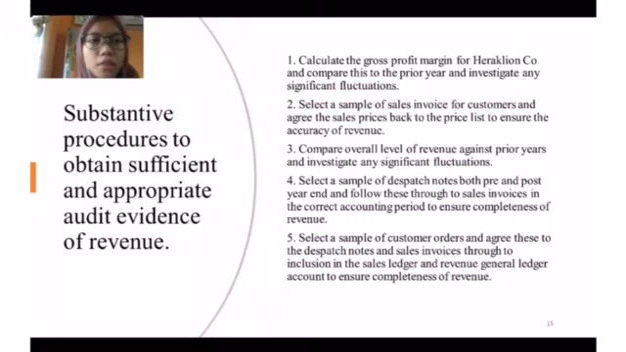Next one is compare overall level of revenue against prior years and investigate any significant fluctuations. Number 4 is select a sample of dispatch notes, both pre and post year end, and follow this through to sales invoices in the correct accounting period. This is to ensure the completeness of revenue.